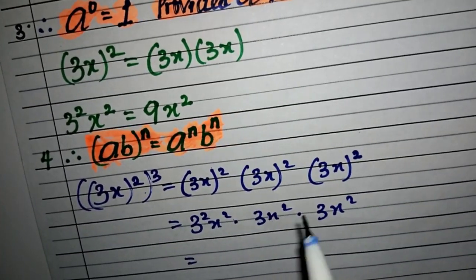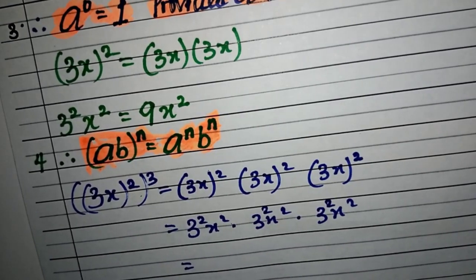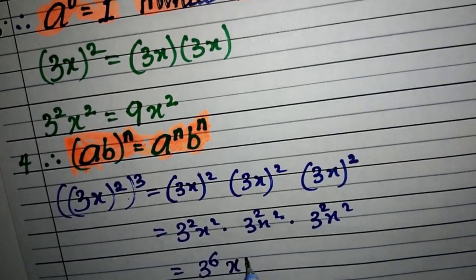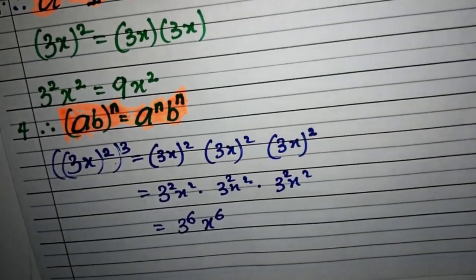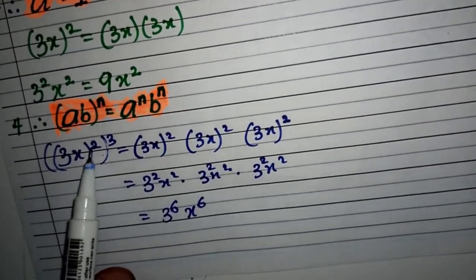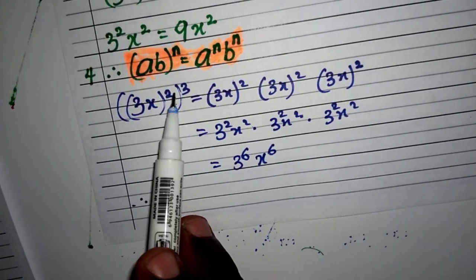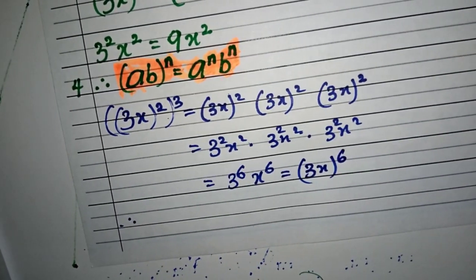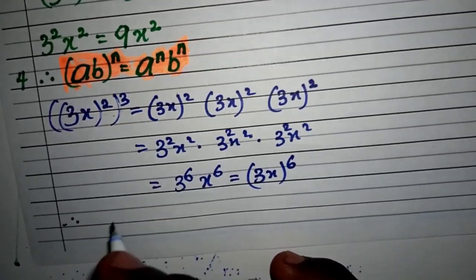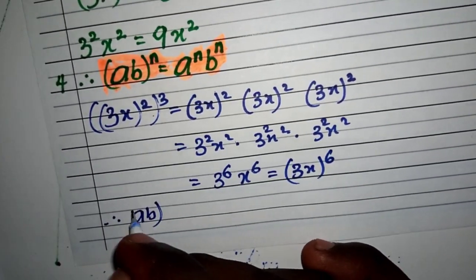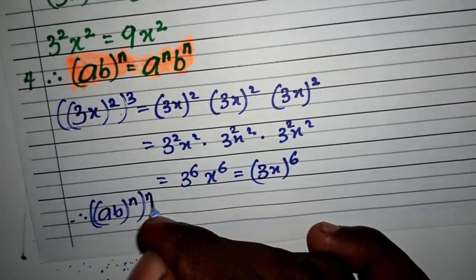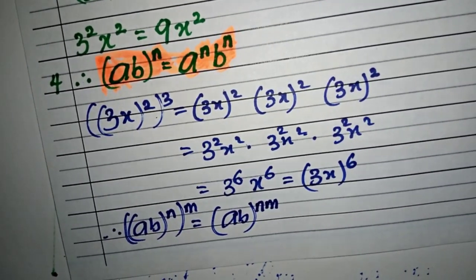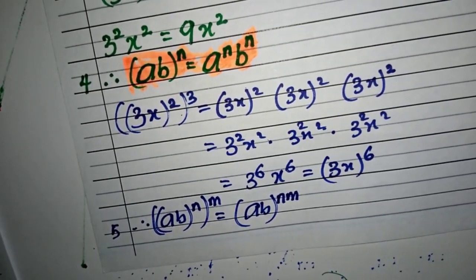Hence, 2 plus 2 plus 2 will give us 6, and 2 plus 2 plus 2 will also give us 6. Hence, it's more or less like saying 2 times 3, that gives us what? 6. Because this can be written as 3x all to the power of 6. I can then generalize that if I have (a to the power of n) all raised to the power of m, my result is a raised to the power of nm. This will be the fifth law.